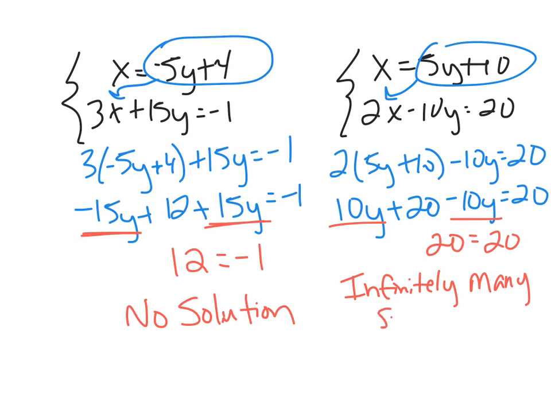If we were solving by graphing, we would have the exact same line, one line on top of itself, and it shares all of the points in common. Whenever you're solving by substitution instead, you'll see your variables cancel out and you have a statement left that is true, something that's equal to itself.